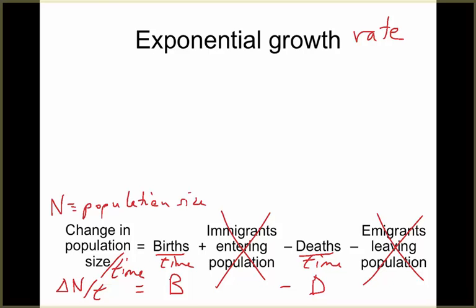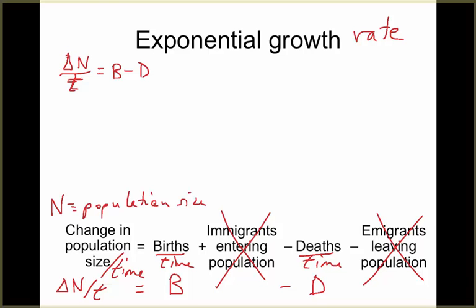So we end up then with an overall equation. I'll write it again up here, which is just simply delta n over t. So the change in population over time is just simply equal to births in the population overall per unit time minus deaths in the population overall per unit time, measured, of course, over the same period of time.